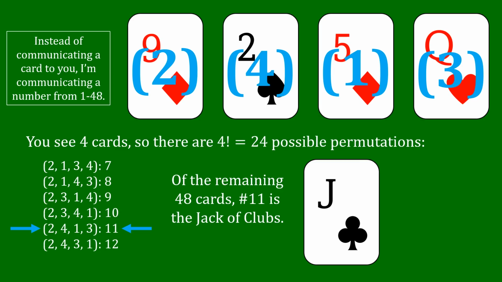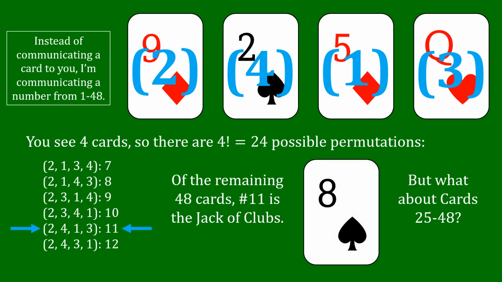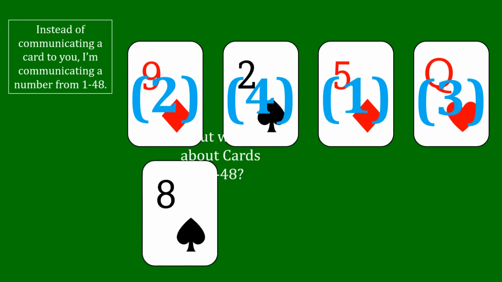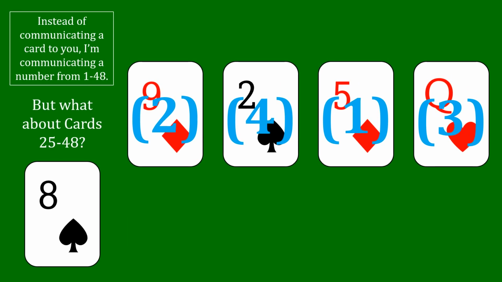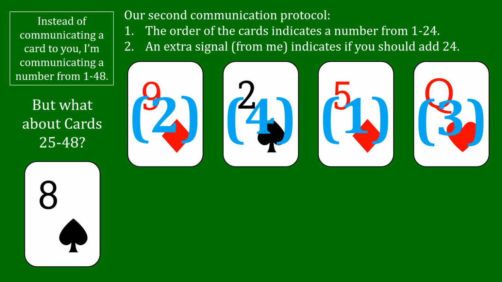But now the question is, what about cards 25 to 48? For example, what if the spectator chose the 8 of Spades, which appears much later in the deck than the Jack of Clubs? This is where the second part of our communication protocol comes in. An extra signal from me indicates if you should add 24 to the number you got from part 1.